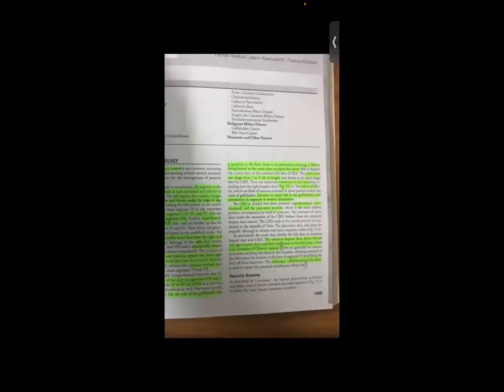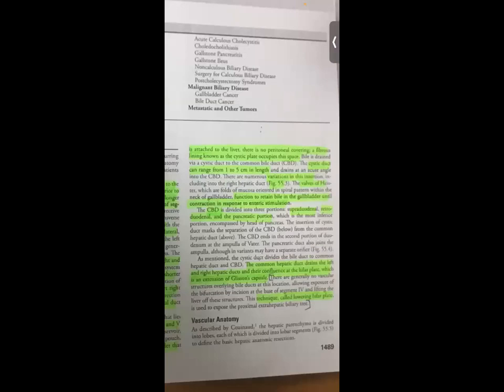On the side of the gallbladder that is attached to the liver, there is no peritoneal covering. A fibrous lining known as the cystic plate occupies this space. Already we saw in the last chapter, there are 3 plates: cystic plate, hilar plate and umbilical plate. The cystic plate is occupied by the gallbladder. Next, the cystic duct. The length of the cystic duct is 1 to 5 centimeters, and there are variations in the insertion of the cystic duct into the right hepatic duct. On the next page, they have given an image. I'll come to that.